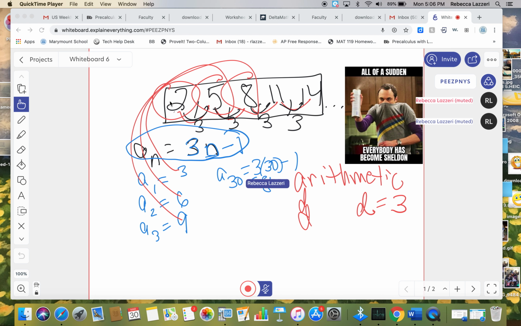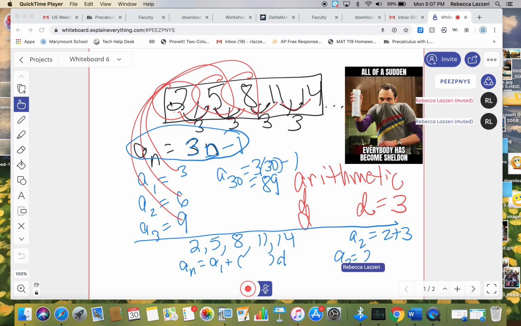If I go 2 plus 3 is 5, plus 3 is 8, plus 3 is 11, plus 3 is 14, I realized that to get any term, I'm starting with the first term and adding the common difference a certain number of times. Like to get to the second term, I just said 2 plus 3 and got 5. To get to the third term, I have 2 plus 3 plus 3, and that gives me 8, and I added that common difference 2 times.